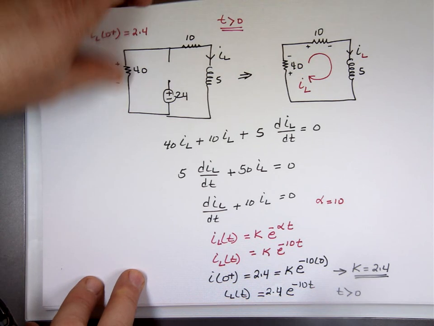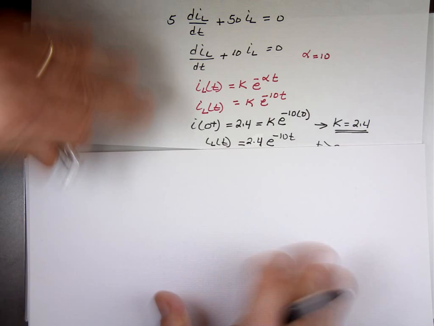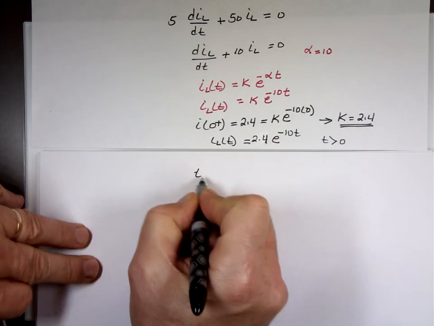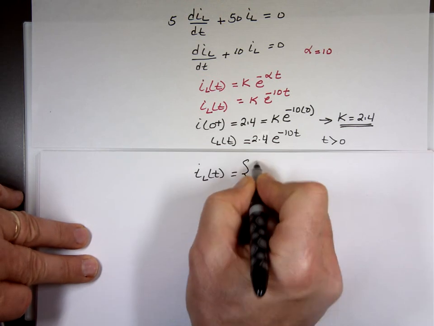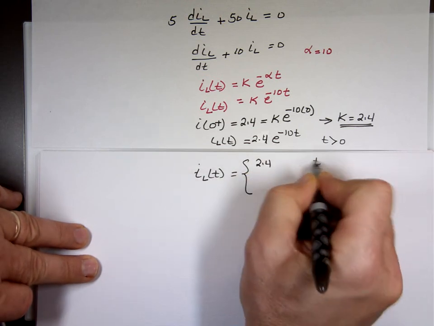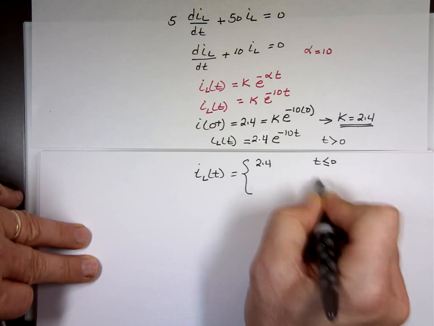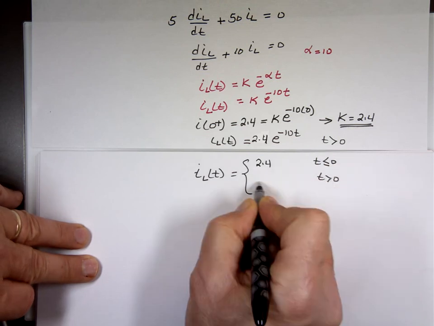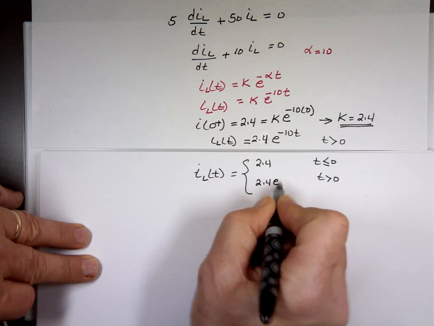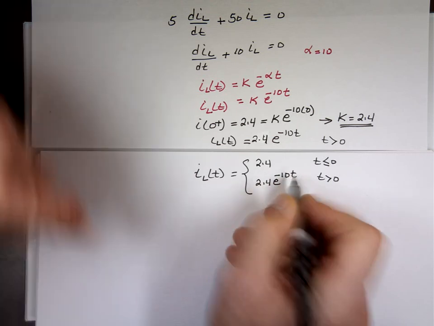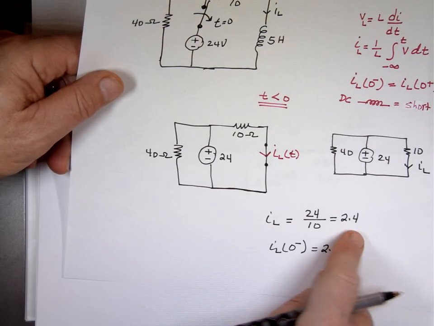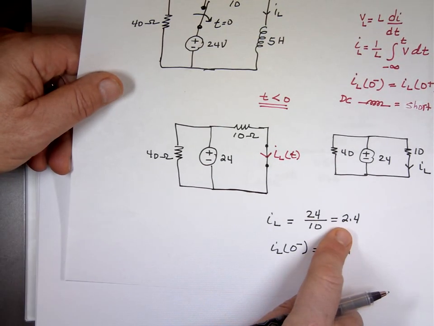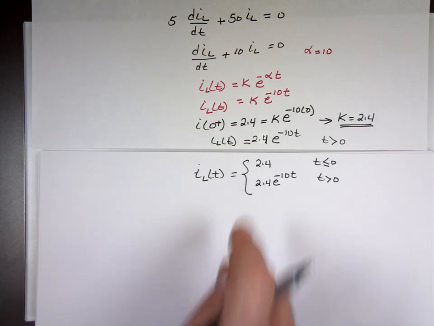Let me write that equation on a clean sheet of paper. So the current through the inductor, we said for t less than 0 was 2.4. For t greater than 0, it was 2.4 e to the negative 10t. I did it for t less than 0 on the previous page, and it showed me the current is going to be 2.4. After that, it has this function to it.